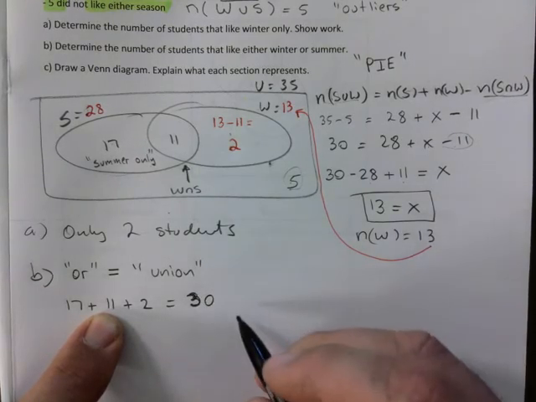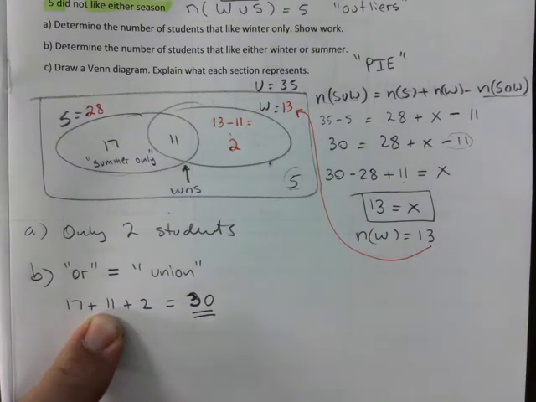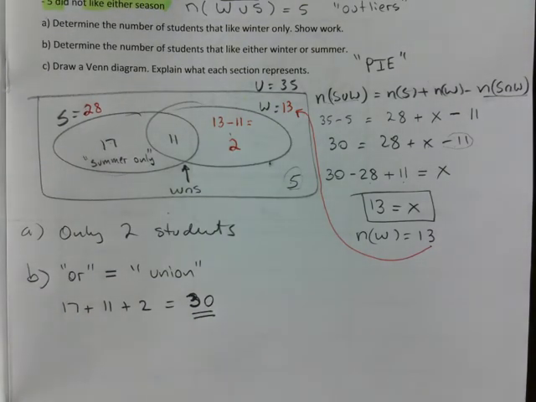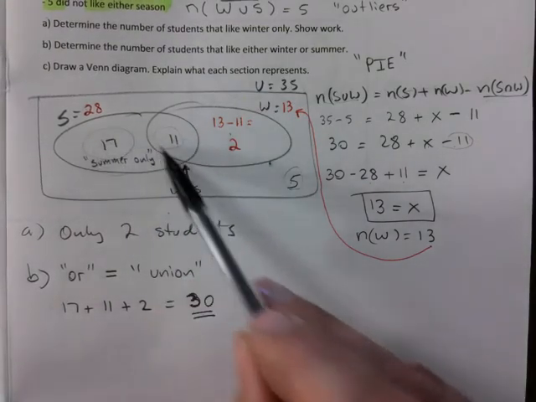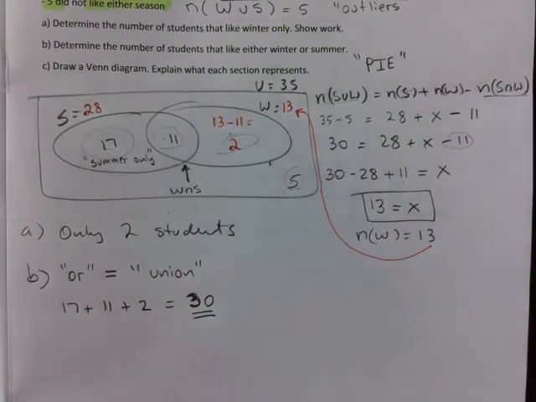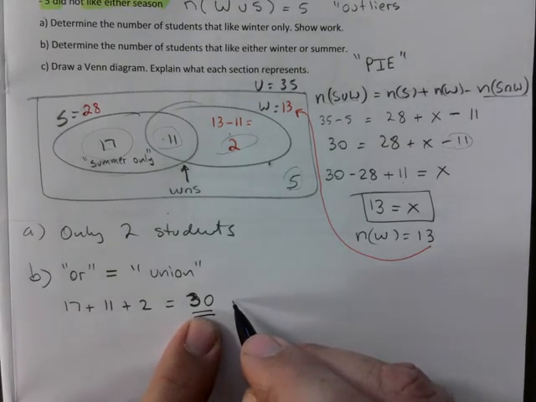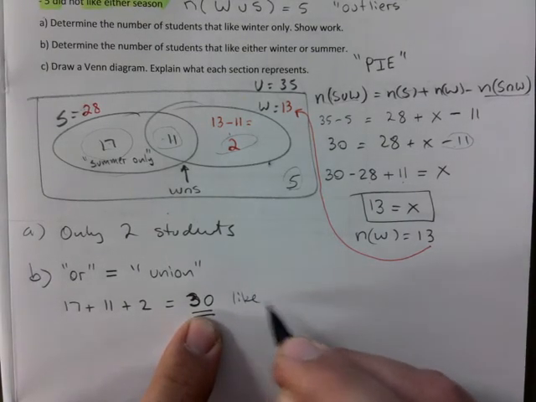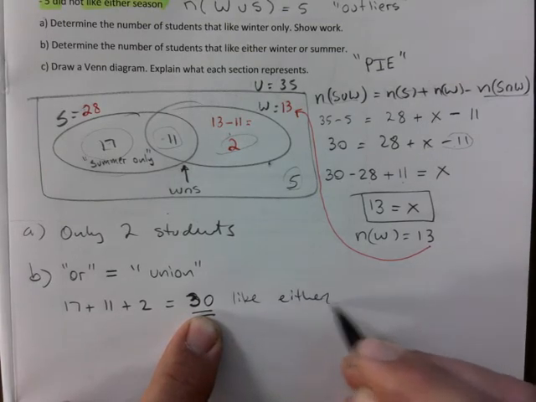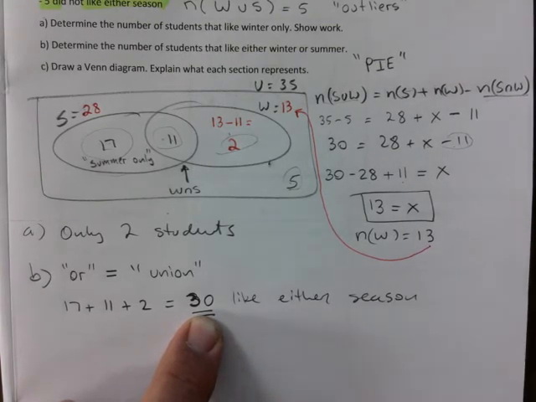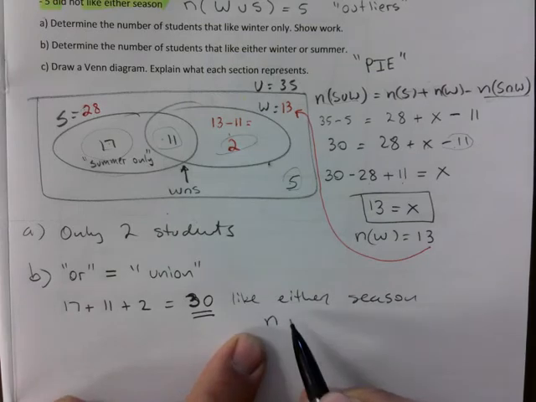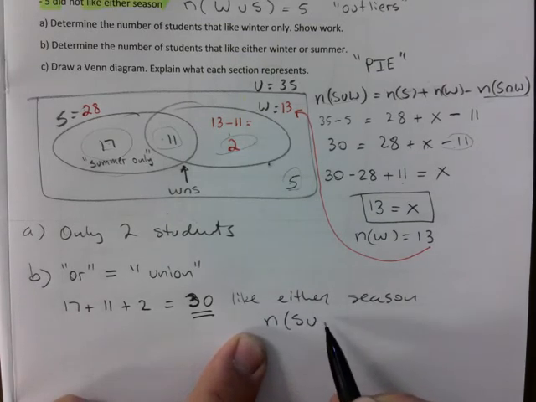I'm just making it. And you're like, well, don't we have to subtract, Mr. Dirksen? No, not here, because we're adding these sections individually. Then you can just go ahead and add. Once your diagram is filled in, you can just add the sections and you come up with the right answer. So 30 students like either one. Either season. What we just found is S union W.